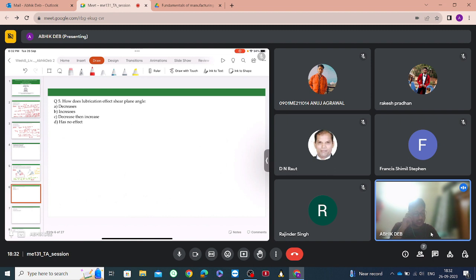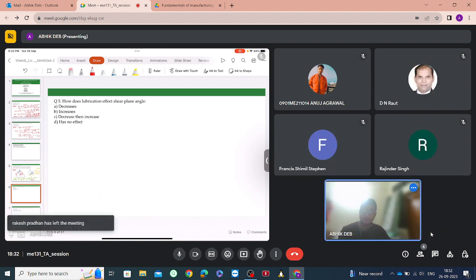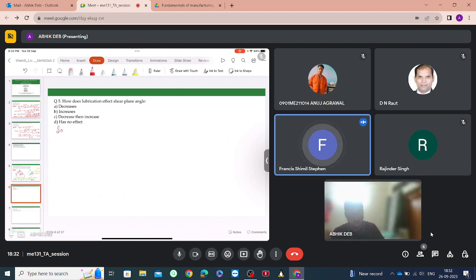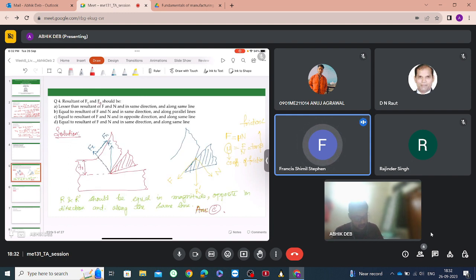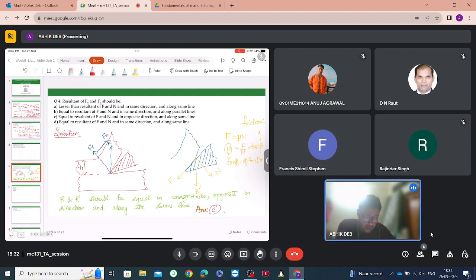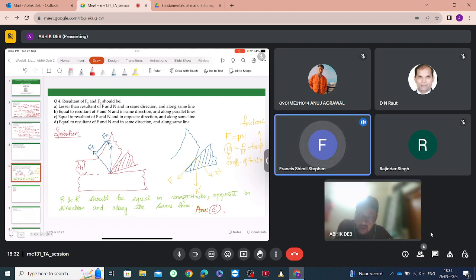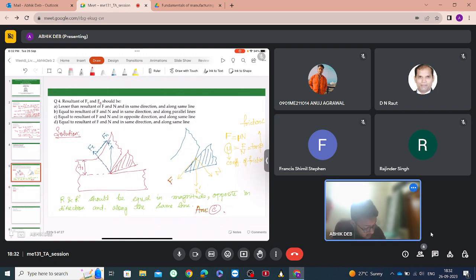Now, how does lubrication affect the shear plane angle? In the previous question, Fs is actually the shear force, and Fn is the normal force along that shear plane. In the other diagram there is a force F, isn't it? Yeah, this is F, let me just write. This is F and this is N.